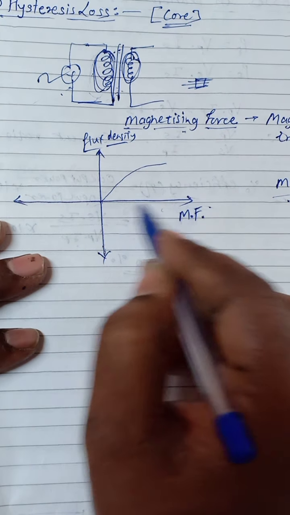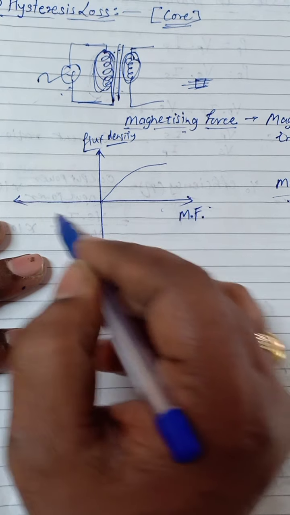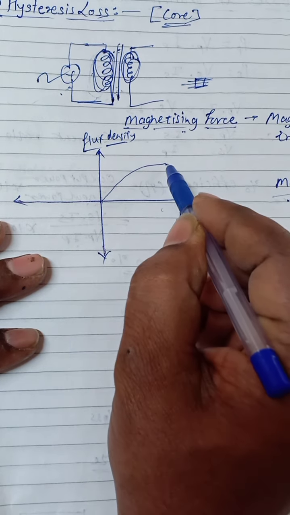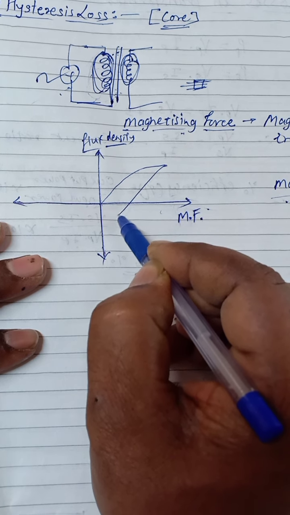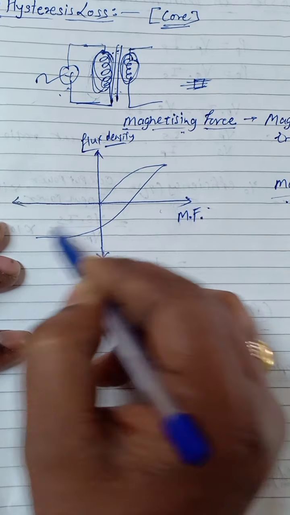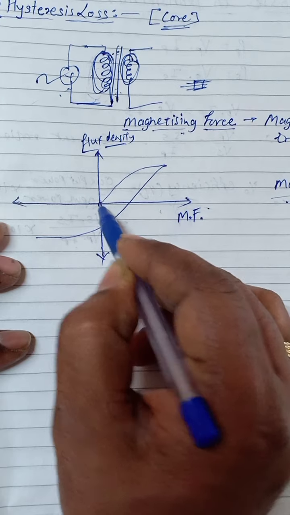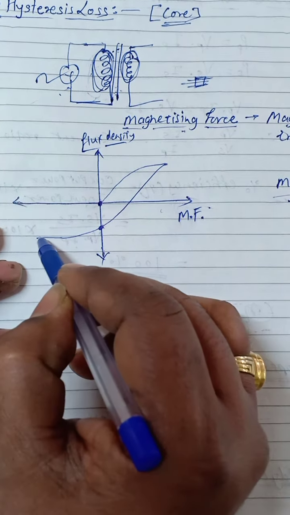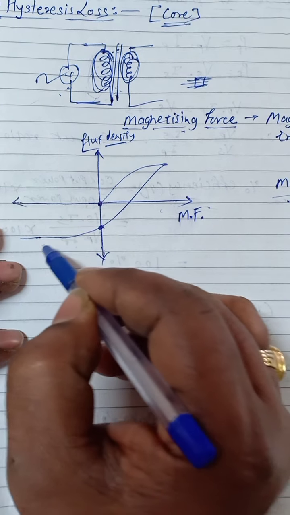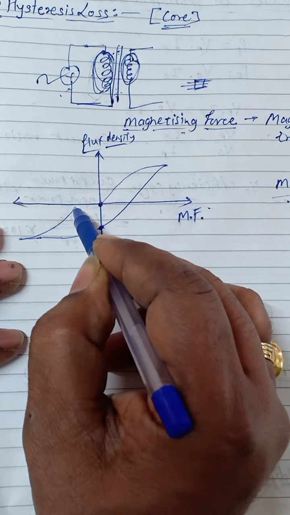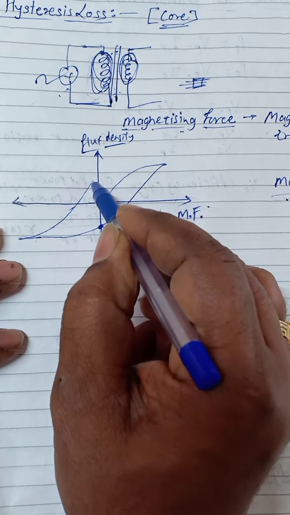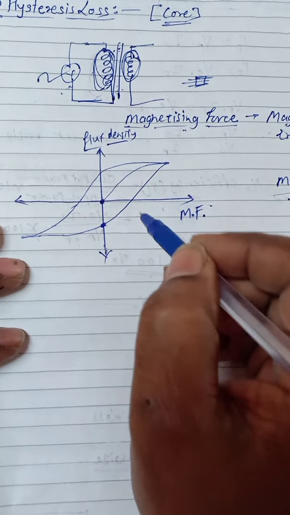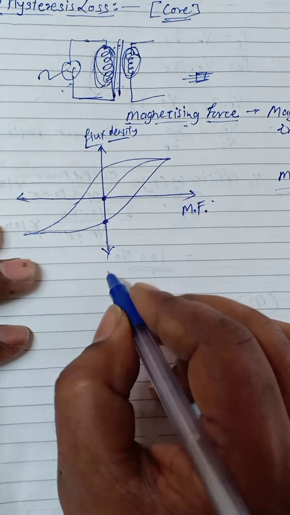As we decrease the magnetizing force, it does not follow the same path. There is some residual magnetic field, so if the magnetizing force becomes zero, you still get some magnetic field. Again, if we decrease, it doesn't follow the same path, so it is like this. This kind of variation is called hysteresis.